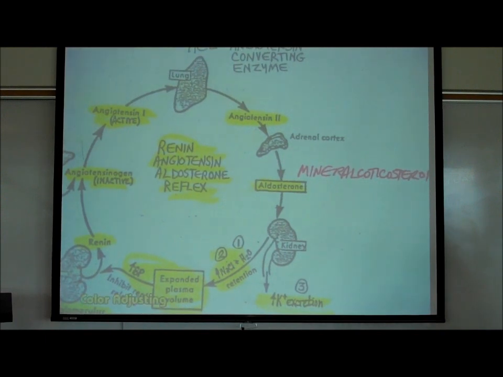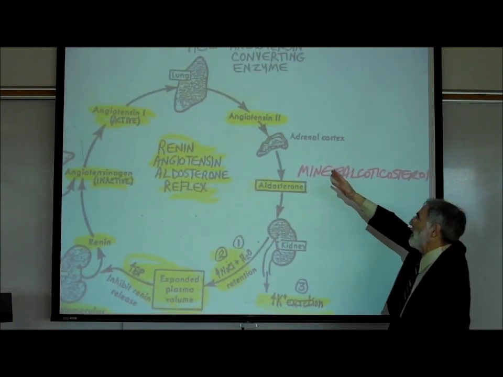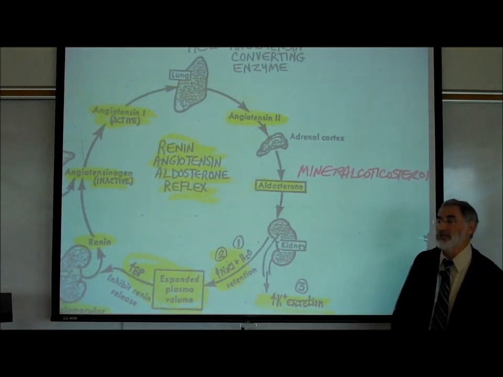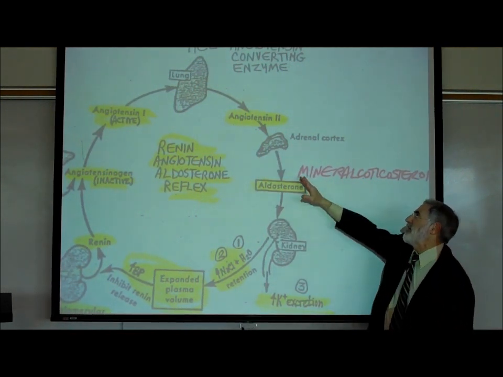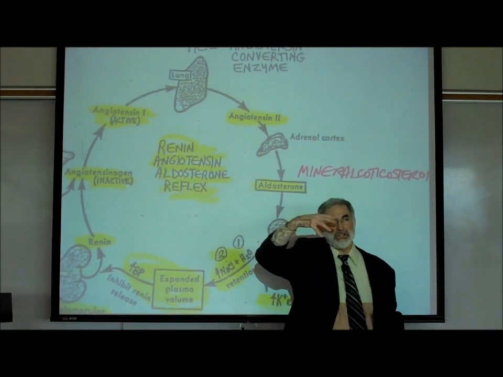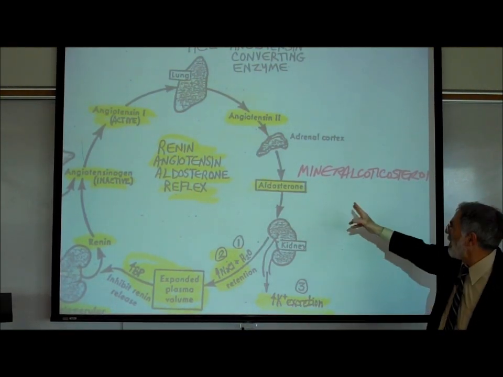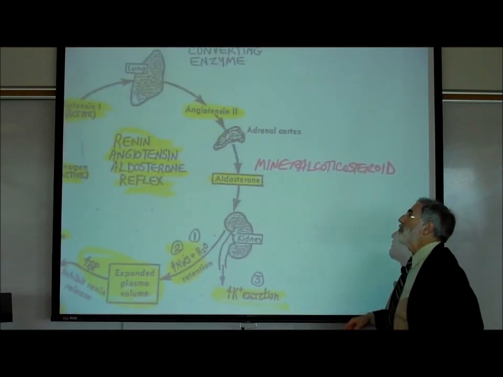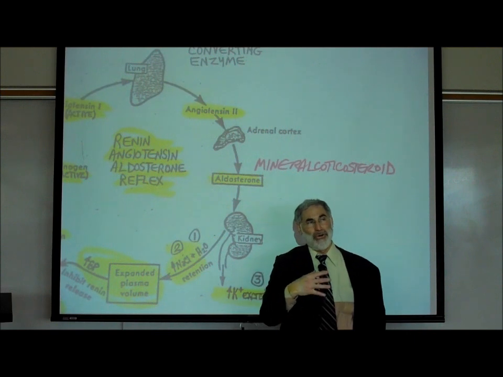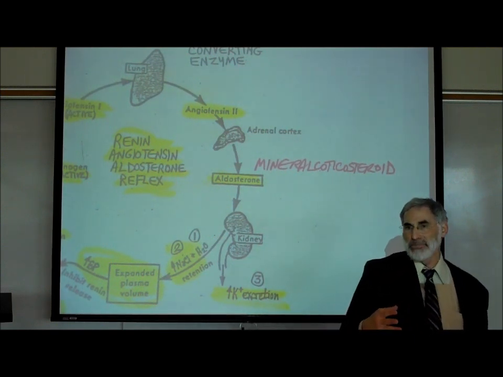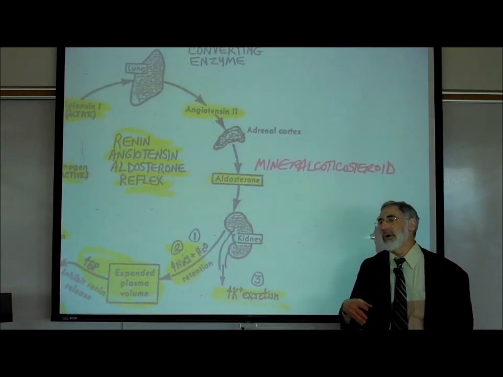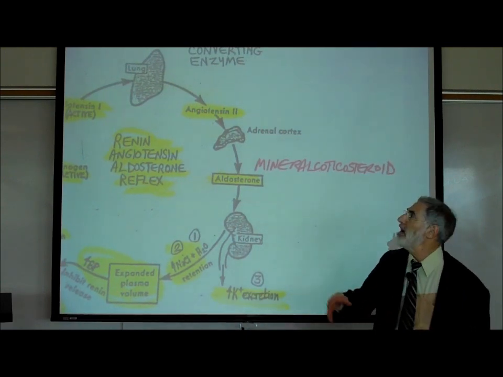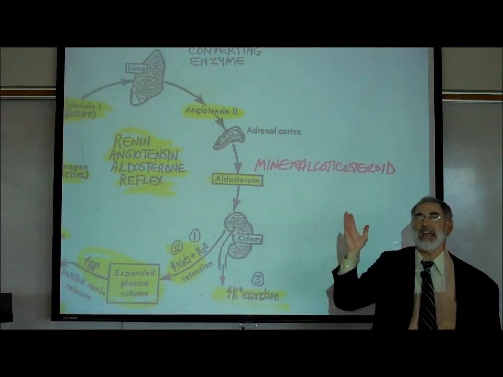Now, angiotensin 2 is now in the bloodstream. It was converted from 1 to 2. And it circulates in the bloodstream, and it specifically activates the adrenal cortex to secrete aldosterone and other mineralocorticosteroids. Now, we have previously told you that the adrenal cortex actually secretes three different types of steroid hormones: adrenoandrogen, glucocorticosteroids like cortisol, and mineralocorticosteroids like aldosterone.